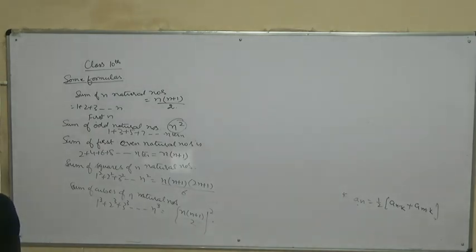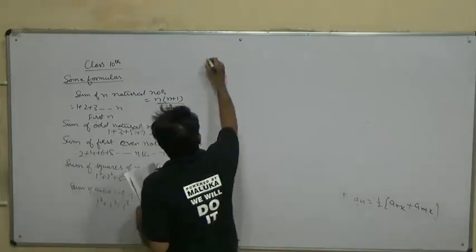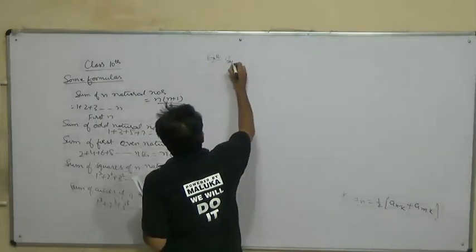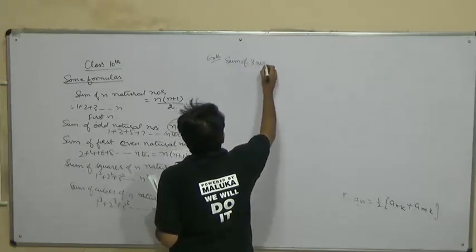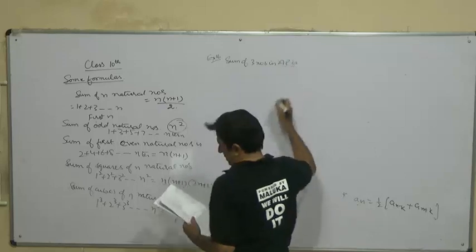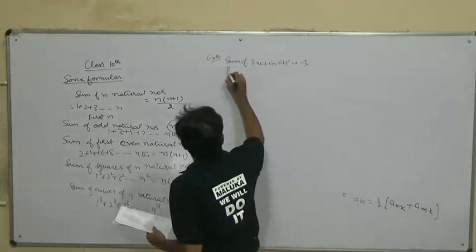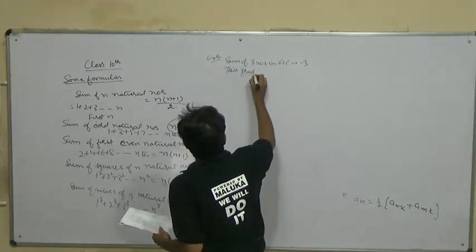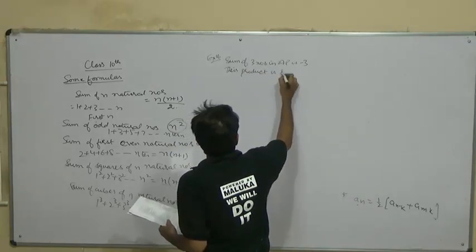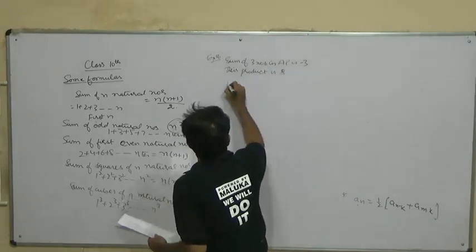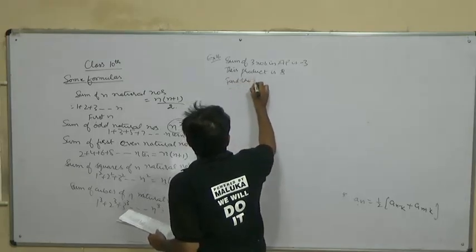Then we have some questions, examples. Example 16. The sum of three numbers in AP is minus 3 and their product is 8. We want to find the numbers.